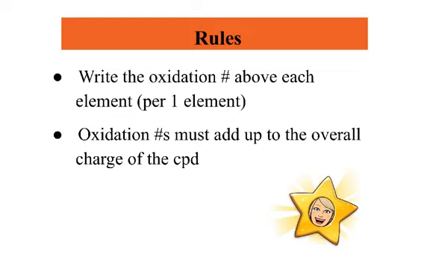The first is that you're going to write the oxidation number above each element, one oxidation number per element. And then the oxidation numbers must add up to the overall charge of the compound. So if the overall compound doesn't show any charges, then the oxidation numbers have to add to 0. And if there is a charge, like it's an ion, then the overall oxidation numbers have to equal that charge.